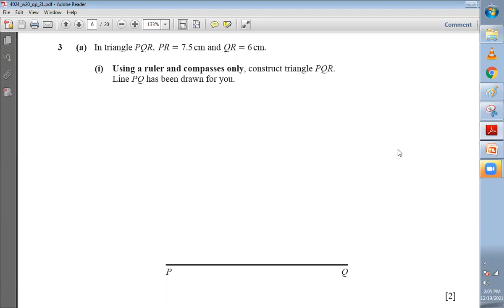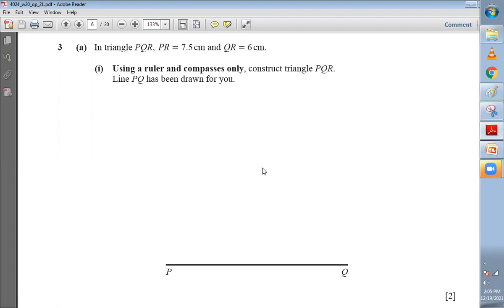Very simple. The PQ line is already drawn here. You can see this PQ line. And the PR is 7.5 centimeter. You will take your compass, you open it to 7.5, you put the needle of the compass at P and you draw an arc here. And then you open your compass to 6 centimeter, put the needle of the compass on Q, and then draw an arc here.